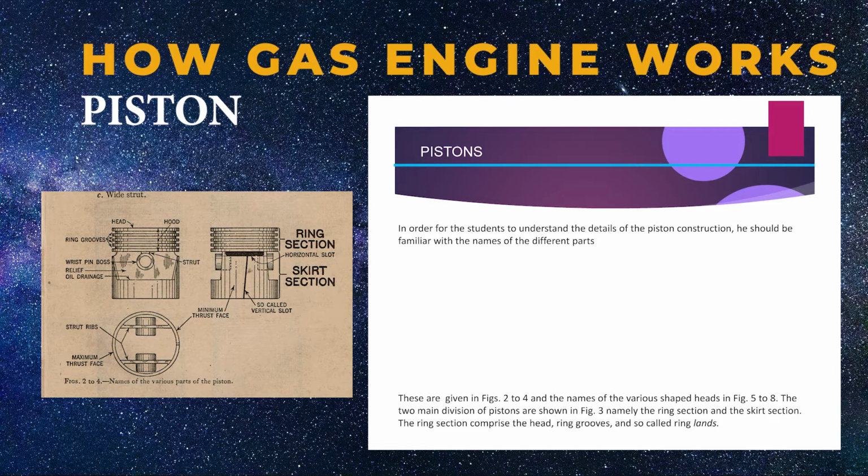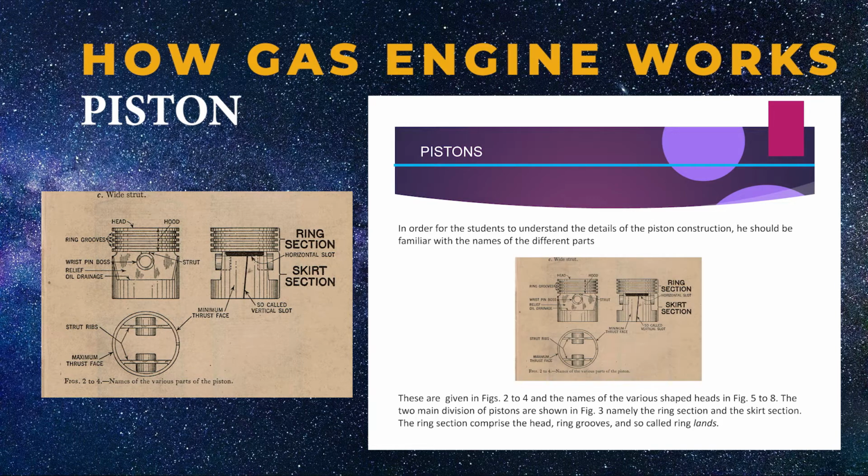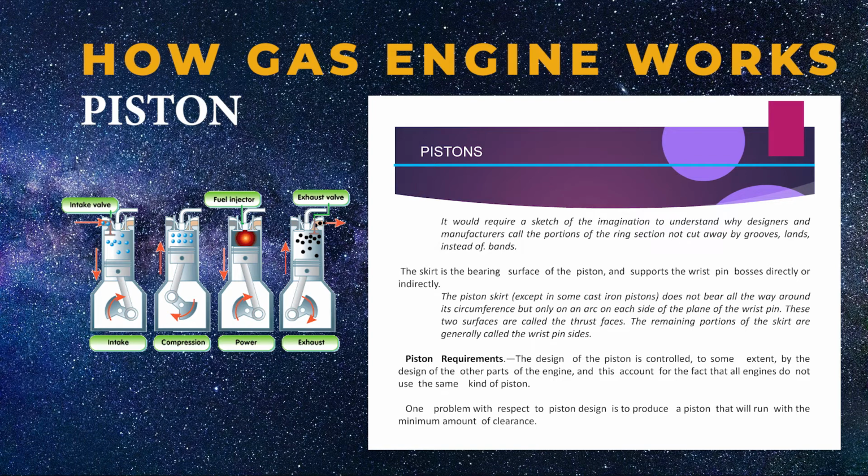These are given in figures 2 to 4, and the names of the various shaped heads in figures 5 to 8. The two main divisions of pistons are shown in figure 3, namely the ring section and the skirt section. The ring section comprises the head, ring grooves, and so-called ring lands. It would require a stretch of the imagination to understand why designers and manufacturers call the portions of the ring section not cut away by grooves lands instead of bands.